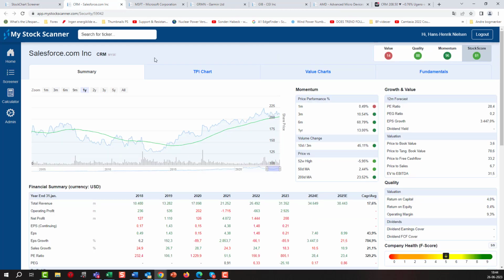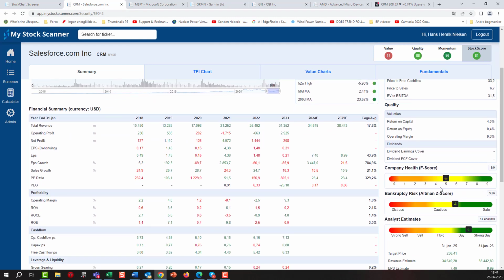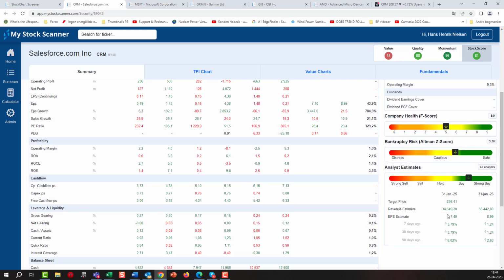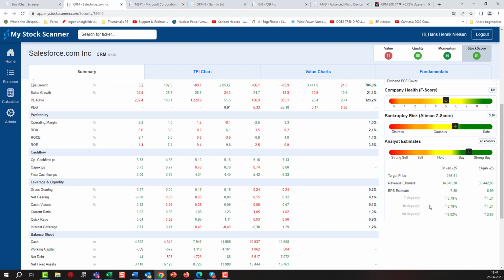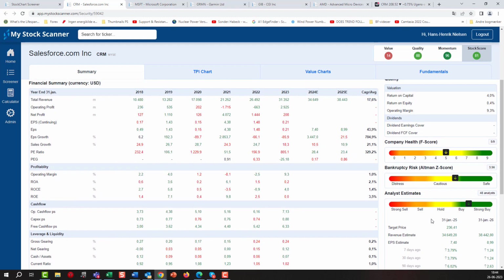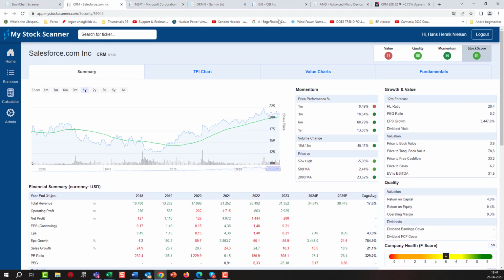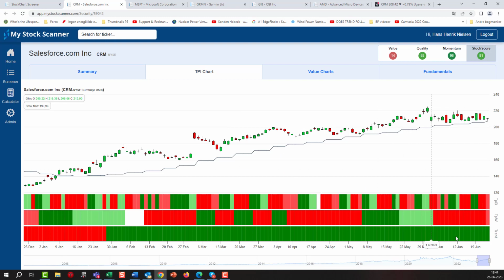The first one is Salesforce, CRM is the ticker. It has an 81 in stock score. That's reasonable. We can check all the health stats down here, and we can see the analysts are somewhere between a buy and a strong buy. They have upped their estimates for 7 days, 30 days and 90 days, so that is quite fine. And let's have a look at the TPI chart, green trend. We are getting into an oversold accumulation here on both a weekly and a daily. That is just what we want to see.